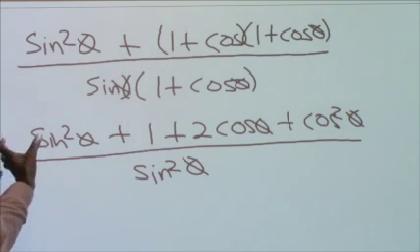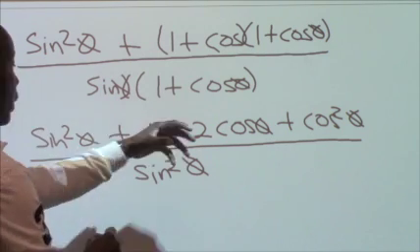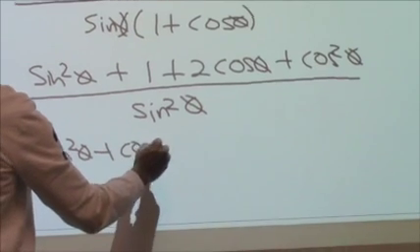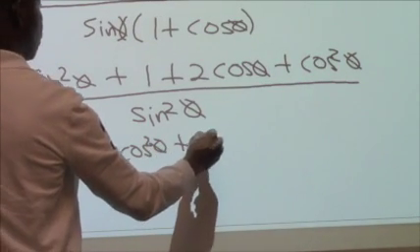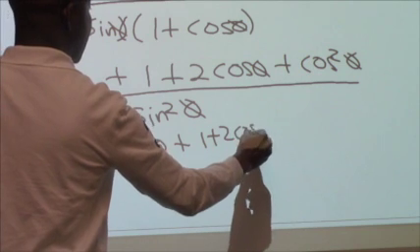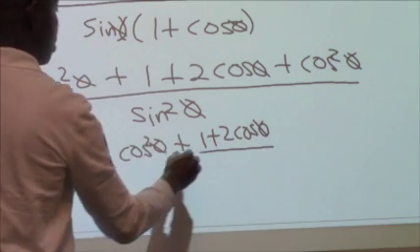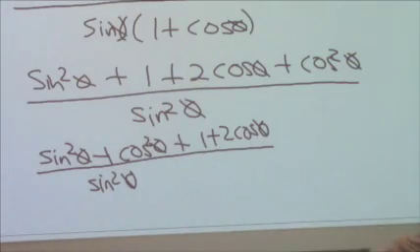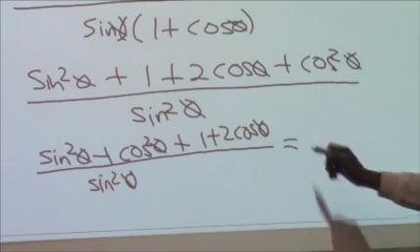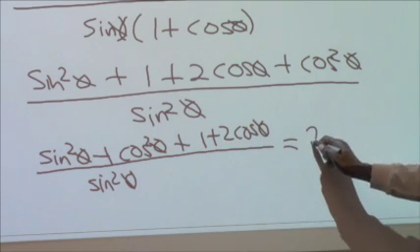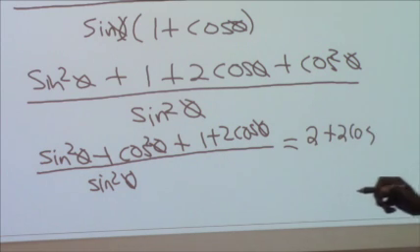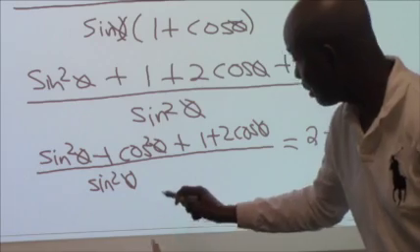Now, I'm going to rearrange here. I'm going to write sine squared theta plus cosine squared theta plus 1 plus 2 cosine theta over sine squared theta. You can clearly see that sine squared theta plus cosine squared theta, by the Pythagorean identity, is equal to 1. And then 1 plus 1 would be what? 2. So I have 2 plus 2 cosine theta.